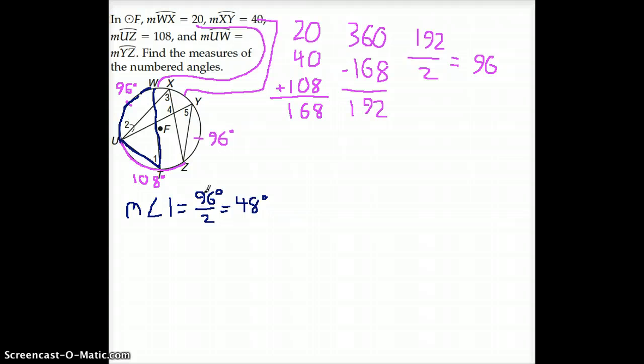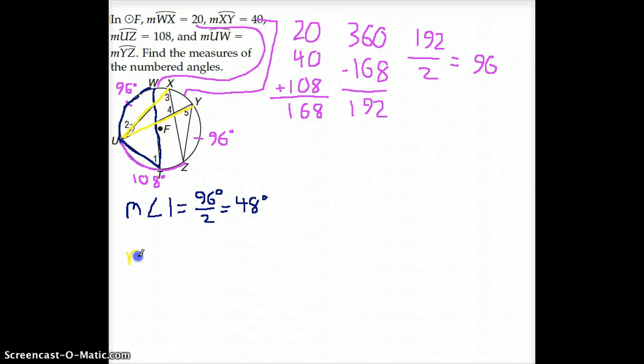All right, now let's move on to another angle. Let's get yellow this time. Let's talk about angle 2. Now if I look at angle 2, start here at the vertex of angle 2, just trace it until it hits the circle again. So it goes there to X, and then there to Y. So angle 2 goes to arc XY, which they said from the beginning was 40.